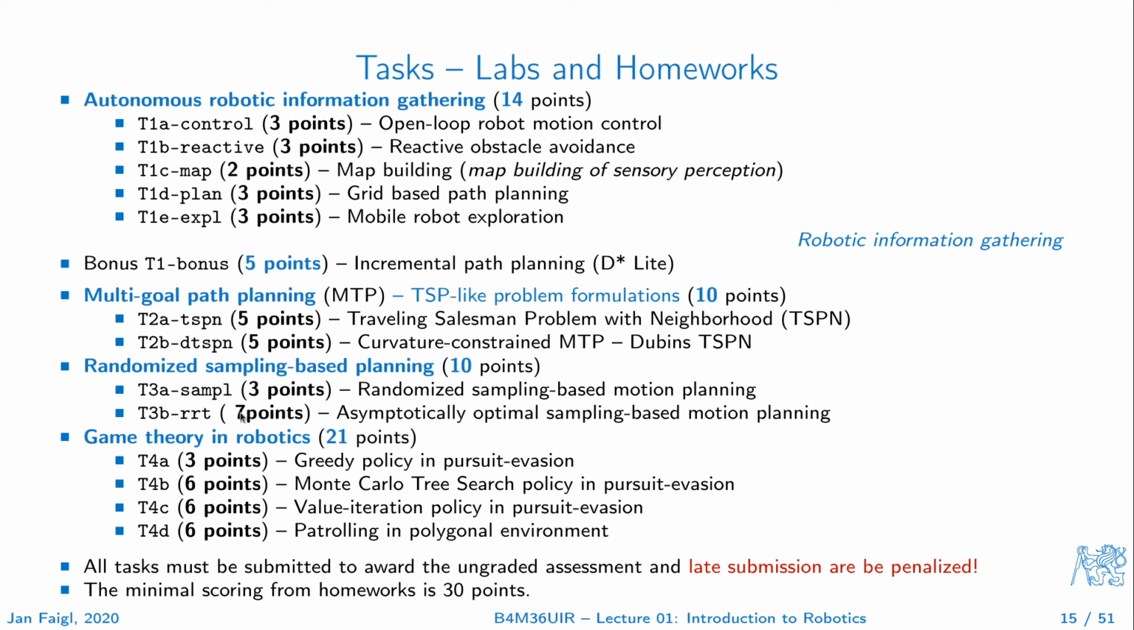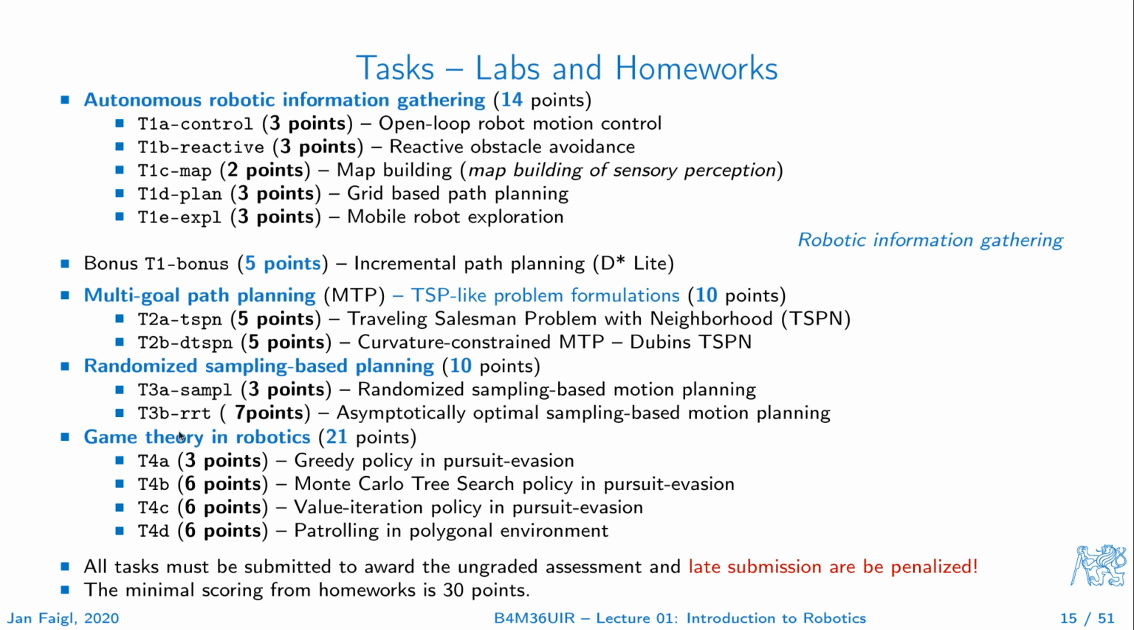And for this second task, which is 7 points, it's expected that you will deploy the asymptotically optimal sampling-based motion planning to a robotic manipulator, to also touch not only mobile robots but also robotic manipulators.